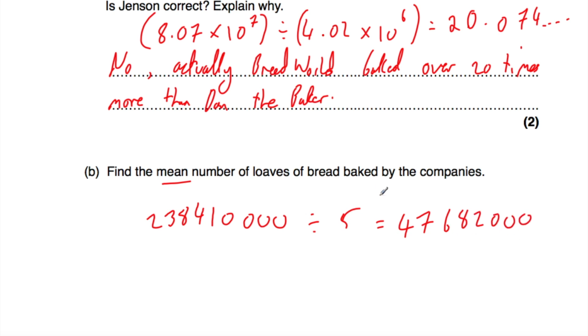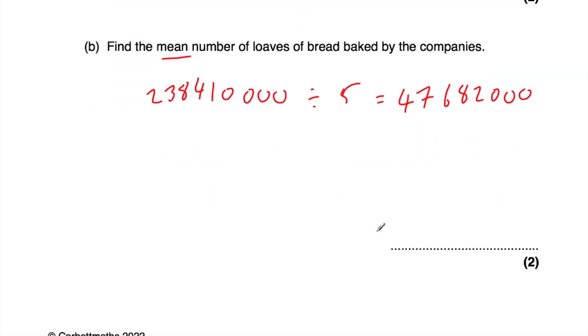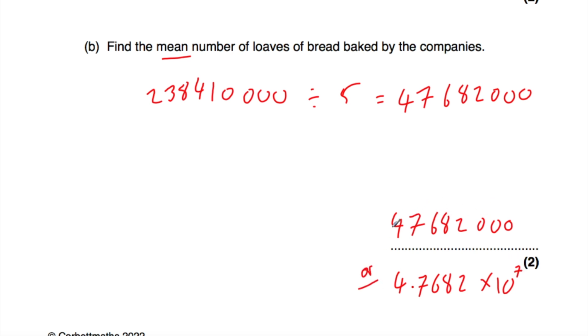Now the question didn't say we need to give it in standard form, so I'd actually just write it like that, 47,682,000. And that's it. If you did write the answer in standard form, now you weren't asked to, but if you did, it would be 4.7682 times 10 to the power of 7. So either one of those would be totally fine. I probably would just give it as an ordinary number.